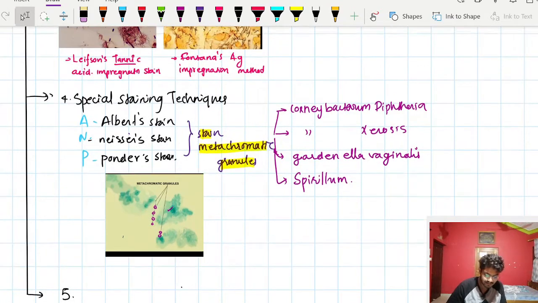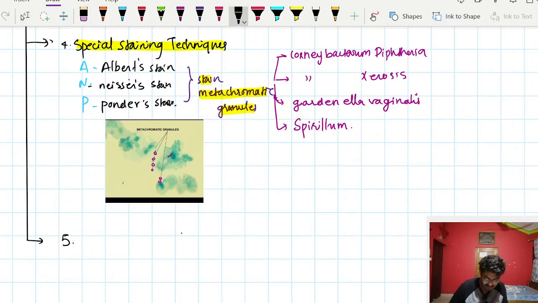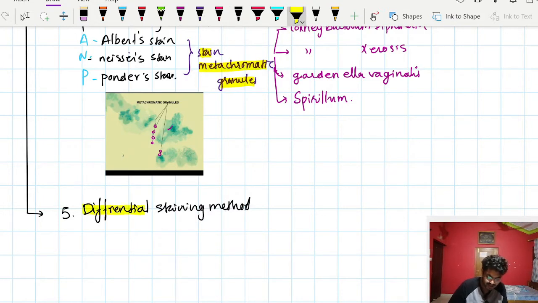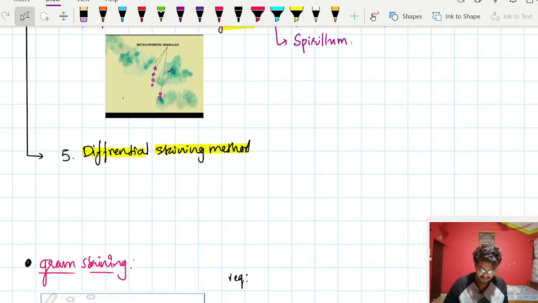And our fifth method is the differential staining techniques. So the differential staining method is used to differentiate whether a bacterium has metachromatic granules or not, whether it is acid fast positive or negative, whether it is gram positive or gram negative, etc. So what are all the differential stains? Let us look.